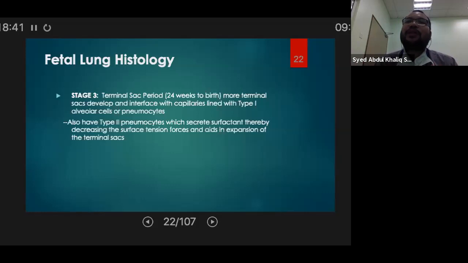There's no chest compression, there'll be no drugs. They don't give adrenaline, they don't give atropine, none of those. They just resuscitate, put the baby on the bed like that, and see how it goes. But if the baby doesn't show any signs of life, they will not resuscitate, at 23 to 24 weeks.